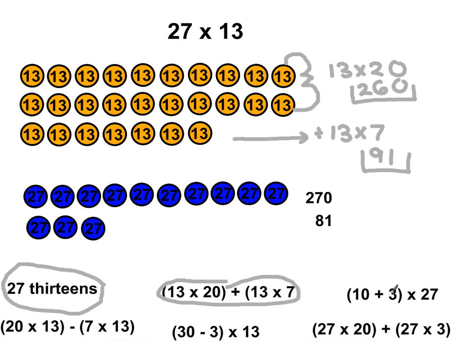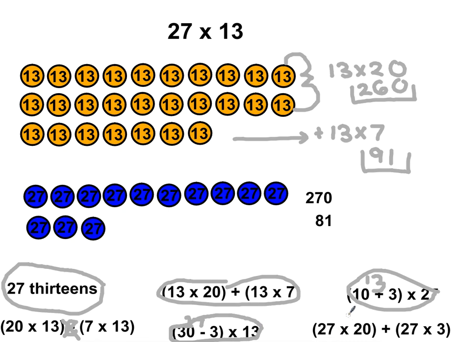10 plus 3 times 27. Well, 10 plus 3 is 13, so that's like saying 13 times 27. That's also correct. 20 times 13 minus 7 times 13. No, that would actually give us 13 13s, because this sign needs to be plus. So we're not going to circle. This one is not true, so we wouldn't circle it. 30 minus 3 times 13. 30 minus 3 is 27. So 27 times 13 would be the same as our initial problem.